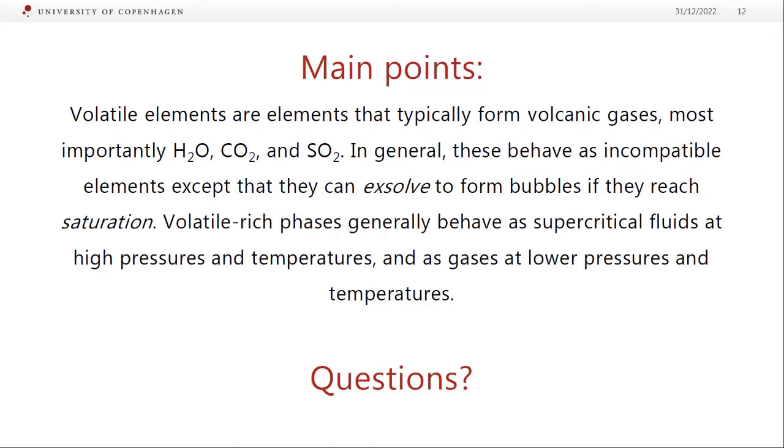All right, so volatile elements are elements that typically form volcanic gases, and the most important ones are water, carbon dioxide, and sulfur dioxide. In general, these behave as incompatible elements, just like the other incompatible elements we dealt with, but they can exsolve bubbles if they reach saturation. And at high pressure and temperatures, they're generally supercritical fluids, and they behave as gases at low pressures and temperatures. Does anyone have any questions about that?